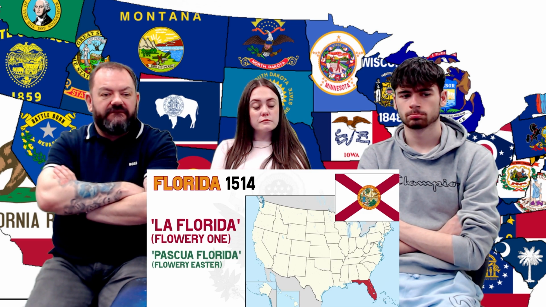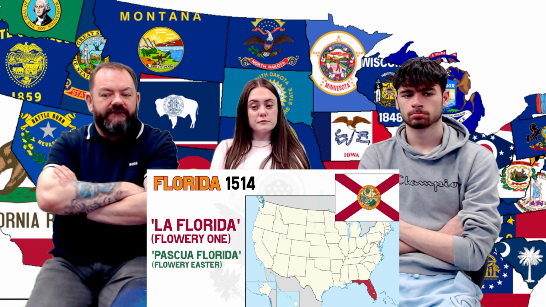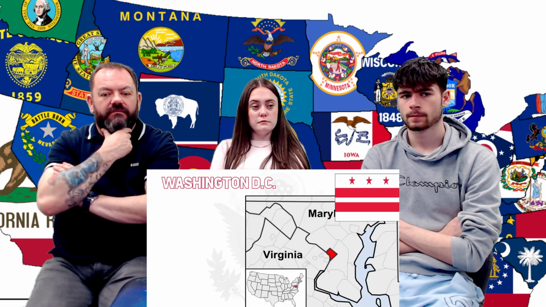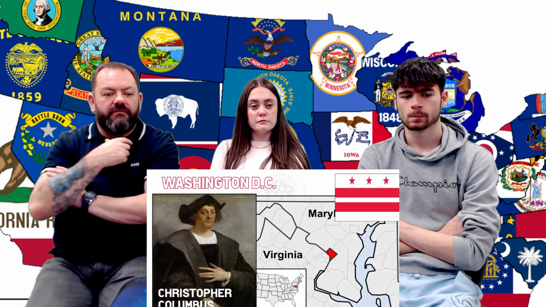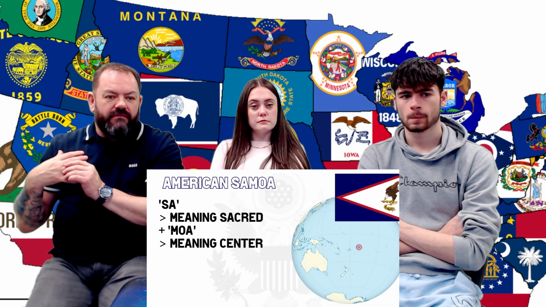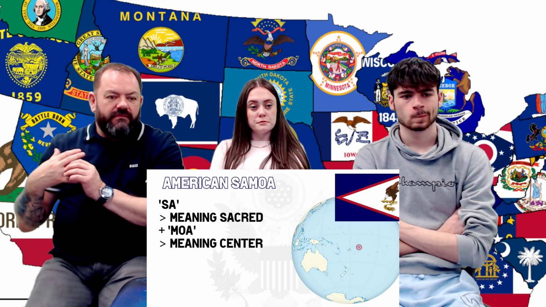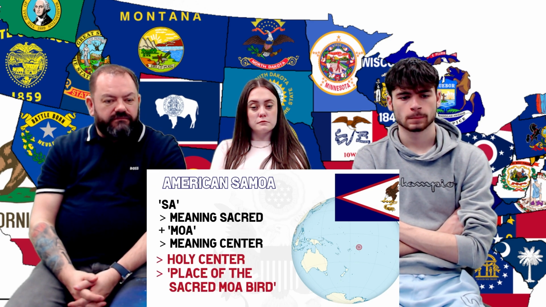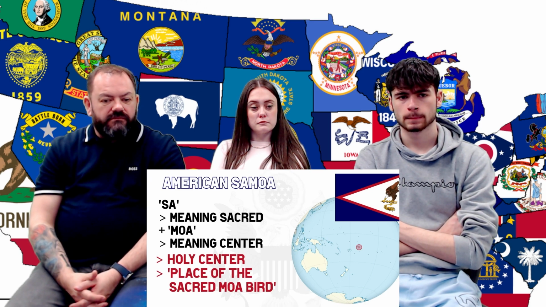The United States also have some territories and a federal district. Very quickly, the name origins of those are in Washington, D.C. or District of Columbia. The name comes from Christopher Columbus, the famous European navigator. American Samoa is composed of two parts, Sa meaning sacred and Moa meaning center, so the name can mean holy center. Alternately, it can also mean place of the sacred Moa bird of Polynesian mythology.